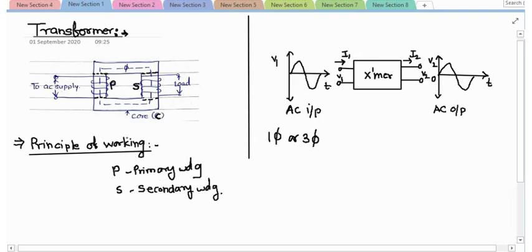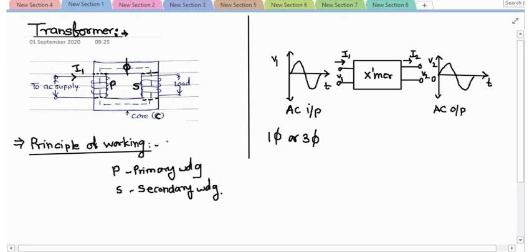When the primary winding is connected to the AC supply, the applied alternating voltage will circulate an alternating current. Let that current be I1. This current flowing through the primary winding produces the alternating flux phi. The flux is shown by the dotted line here. Most of this varying flux links with the secondary winding through the iron core C and induces EMF in it in accordance with Faraday's law of electromagnetic induction.